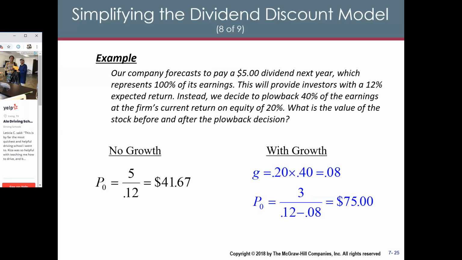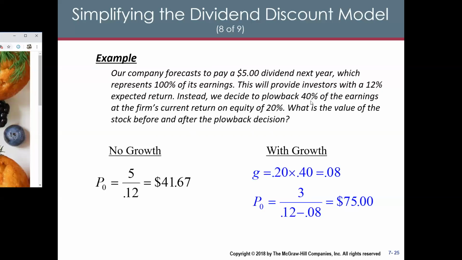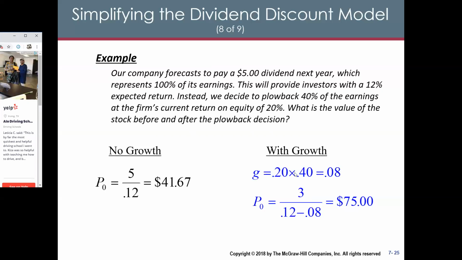So if there is no plowback, all the money goes to the investors as dividends, and there is no growth on dividends. So P0 is the total earnings per share, $5, divided by the discount rate, R here, 12%. So the present value will be $41.67. And if we decide to plow back, the plowback ratio is 40%. So 40% times the ROE, the return on equity, is 20%. 0.4 times 0.2 gives the growth rate of 8%.